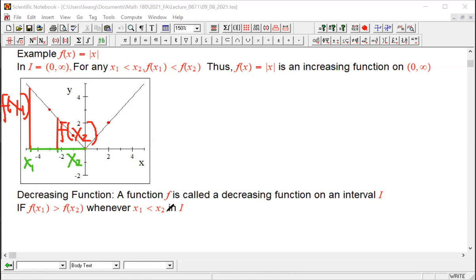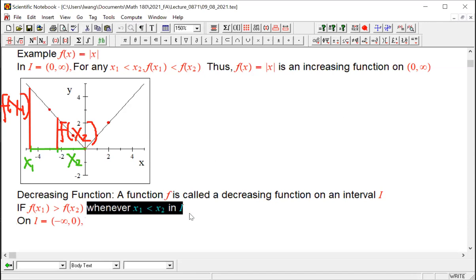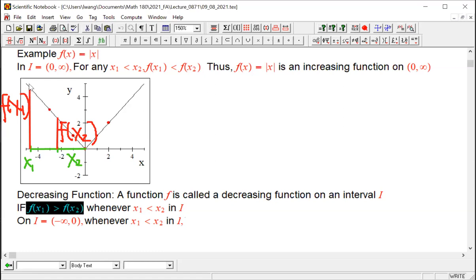So whenever x1 is less than x2 in that interval, we're going to specify that interval. What will that interval be? This time the interval is going to be from negative infinity to 0. Okay, so you can say on that interval, whenever x1, x2 are in that relationship, because they're both negative numbers, the absolute value, because we're considering this absolute value, right? Is this true? Well, you can see the output is reversed, right? F of x1 is higher than f of x2 because they're both positive. They're above x-axis, okay?